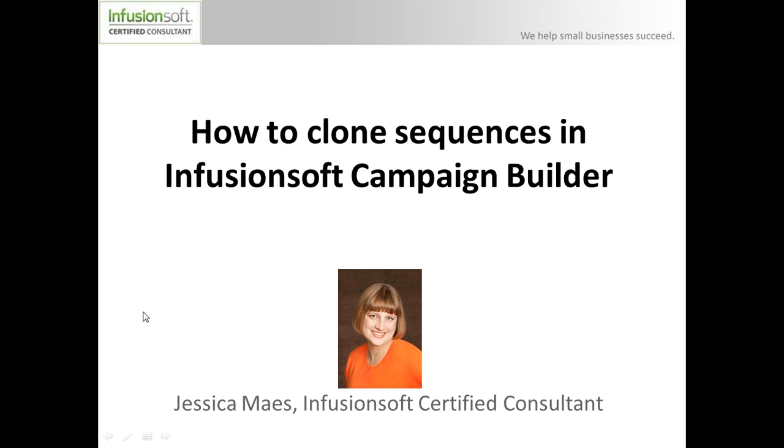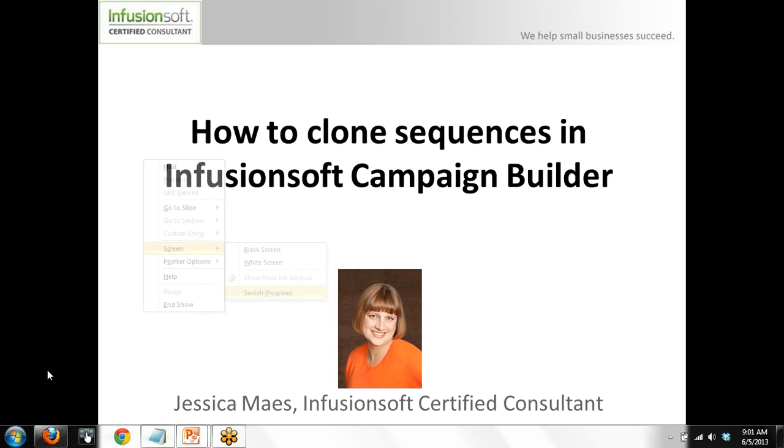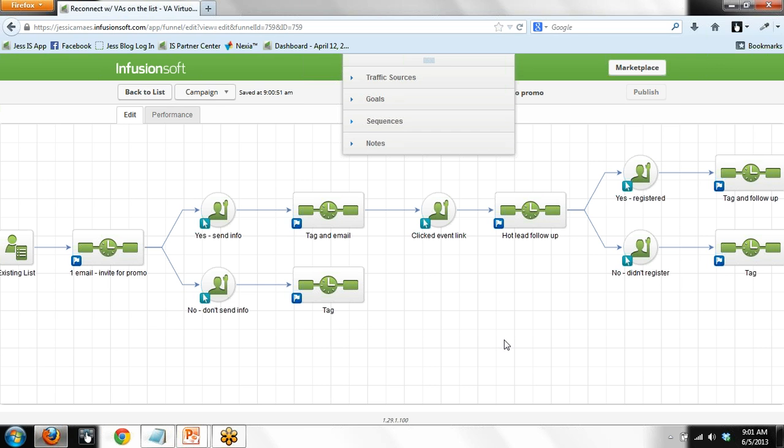Today I'm going to show you how to clone sequences in Campaign Builder. What I'm talking about here is when we build our campaigns, I'm going to hop right into my application so that you can see. Just to save time, I've already logged in. I've gone to Campaign Builder, which is under Marketing, and I've opened up a campaign that is fully complete and published. The reason I know that is all of the icons are that solid green color.